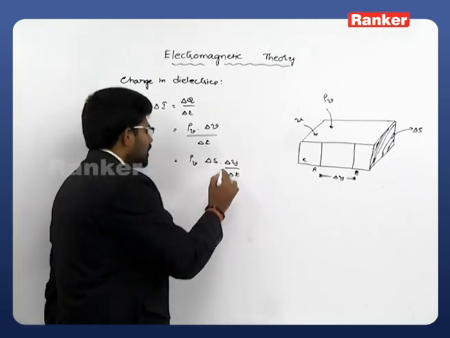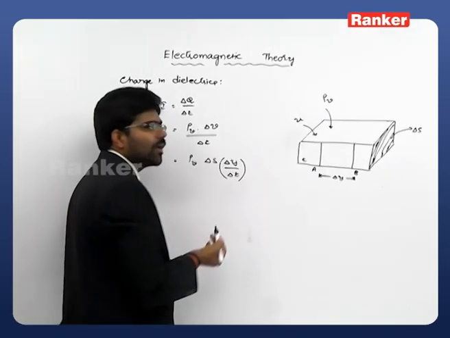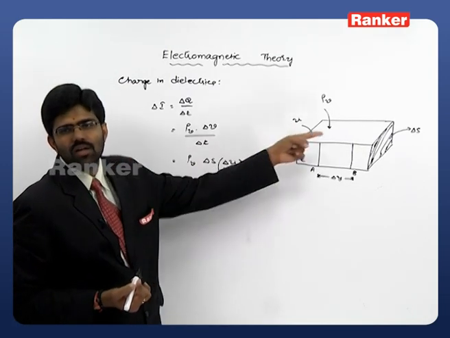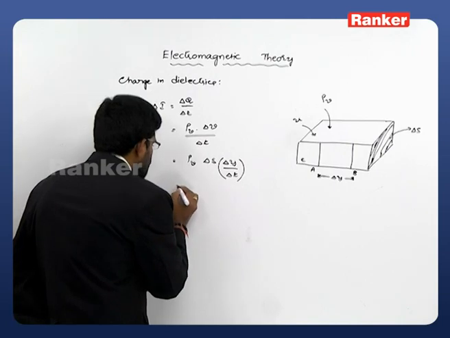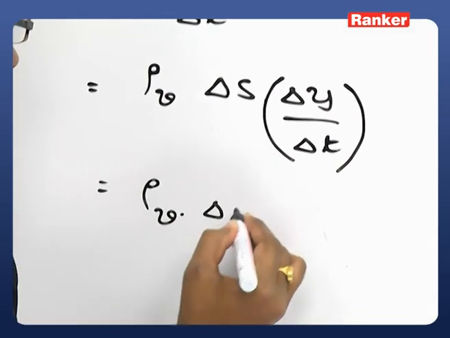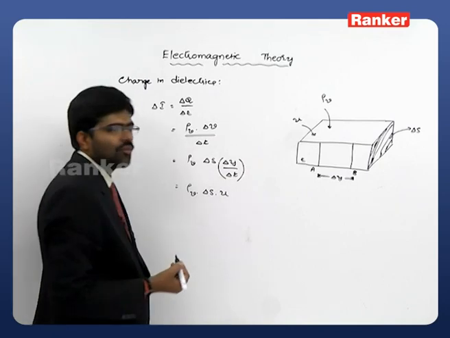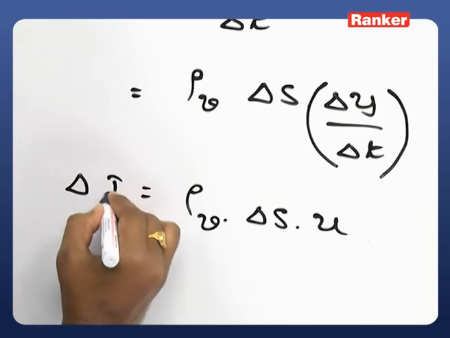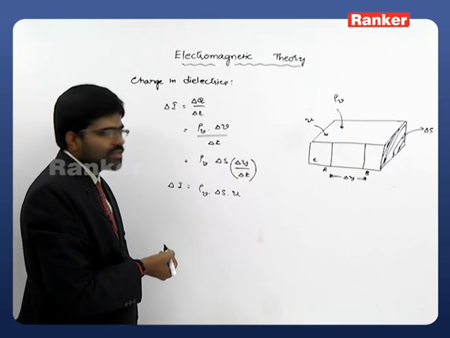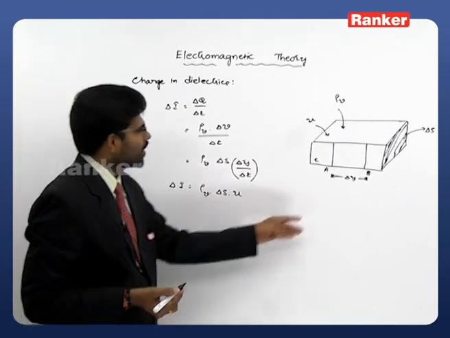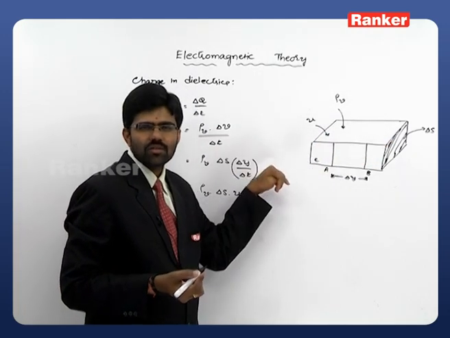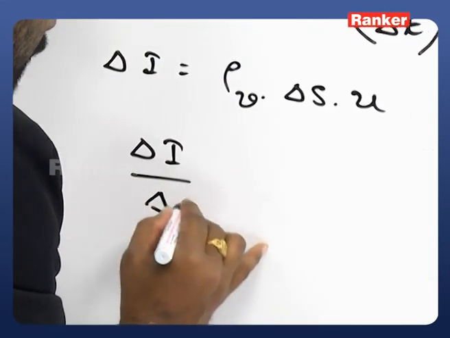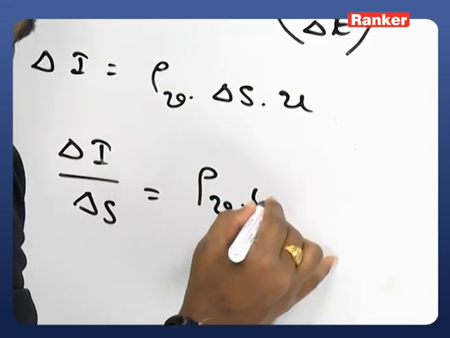Already we know that distance by time is always velocity, which we assumed earlier as u, the velocity of our charge. So this equals rho v delta s into u, which is delta I. Now bring this delta s to the left hand side, since delta s is not equal to 0 for an arbitrary surface we are considering. So delta I by delta s equals rho v into u.